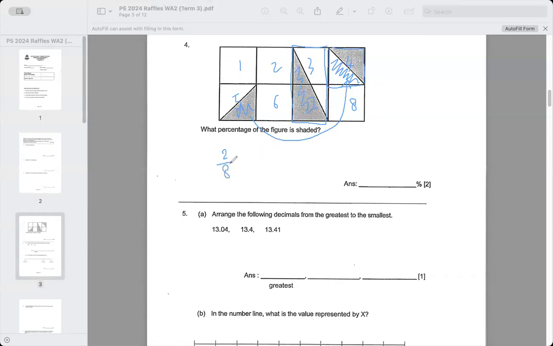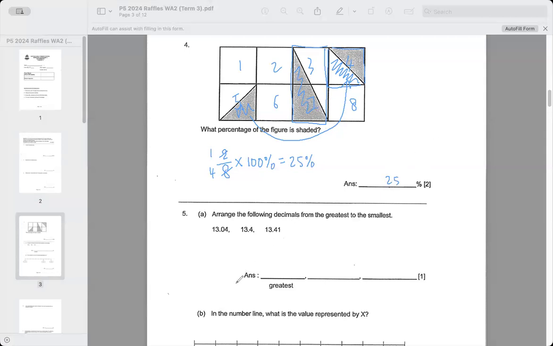So 2 out of 8, you want to find percentage, so times 100%. For this paper, you are able to use a calculator, but for faster calculation, you can simplify. So 2 out of 8 will become 1 out of 4. 1 out of 4, 1 times 100, you will get 100. 100 divided by 4, you will get 25. So for question 4, it will be 25%.